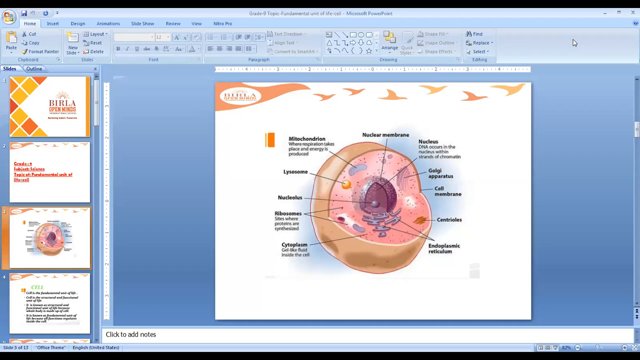Ma'am, plastids. What is the organelle which is responsible for photosynthesis, for the green color? Chloroplast, isn't it? Chloroplasts are there in the plant cell, which are not present in the animal cell. So the green color is there because of chloroplast.